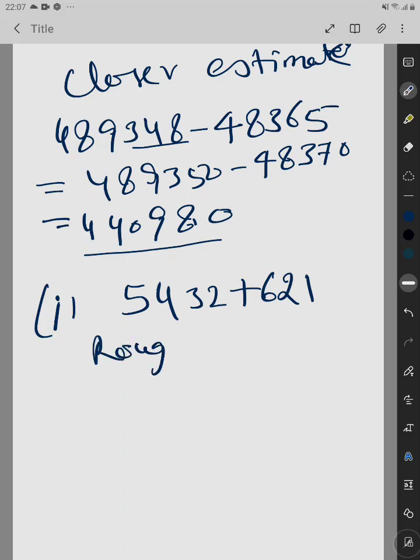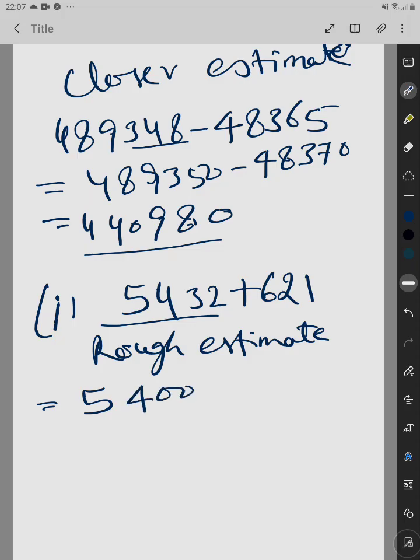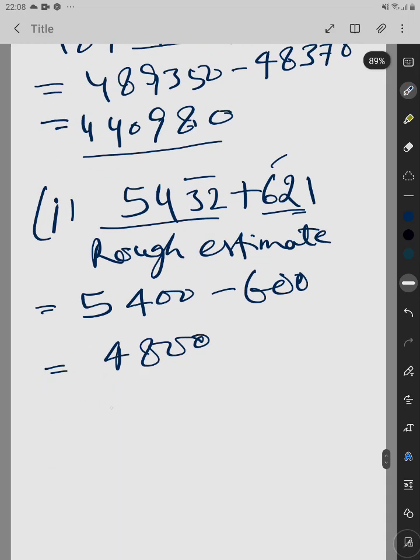So rough estimate. Okay, so first of all we will round up to nearest 100. If you round off, then we'll have 5400, because 32 is less than 50. This one is 600 because 21 is less than 50. So this will remain unchanged, means nearest 100 will be 600. Okay, so the answer will come as 4800. And the closure estimate.